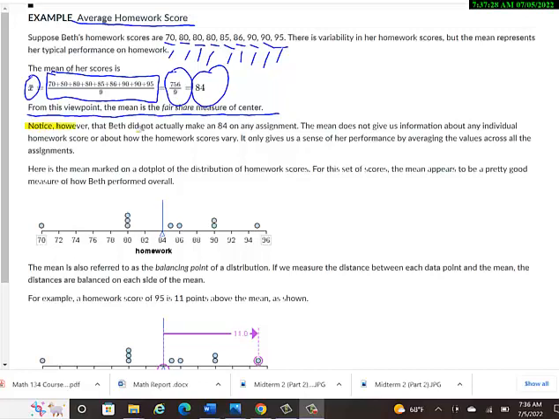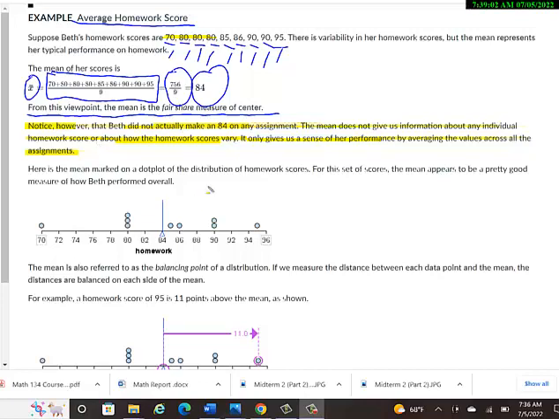But notice, however, that Beth did not actually make an 84 on any assignment. So she had a few that were lower than 84. She had 70, 80, 80, 80. The mean does not give us information about any individual homework scores or about how the homework scores vary. It only gives us a sense of her performance by averaging the values all across the assignments.